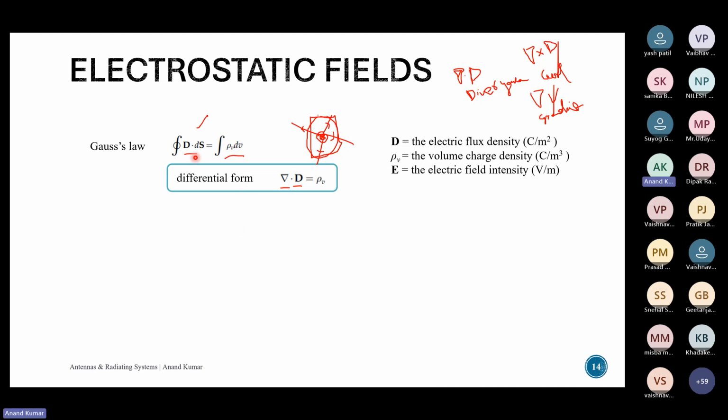So this is the Gauss law in its integral and differential form, and the law describing electrostatic fields is that they are conservative. That is, the closed loop integral of electric fields on a line is equal to 0. That is, if you move around a circular line, the total electric field will be 0.